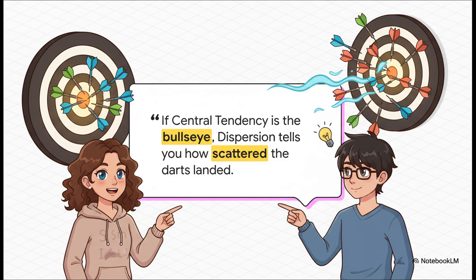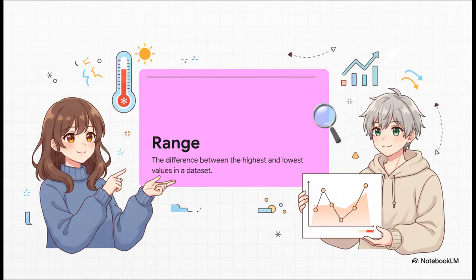If finding the center, the mean or the median, is like aiming for the bullseye on a dartboard, then measuring the spread tells you how good your aim actually was, right? Are all your darts packed tightly right around that bullseye, or are they kind of scattered all over the board? The simplest tool for this is called the range. It's dead simple. You just find the highest number and subtract the lowest number.